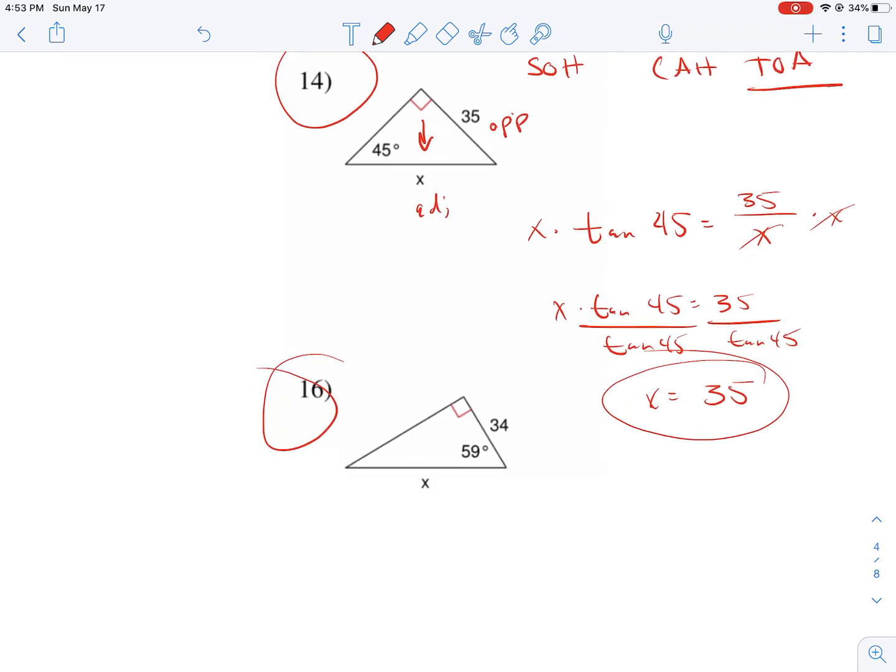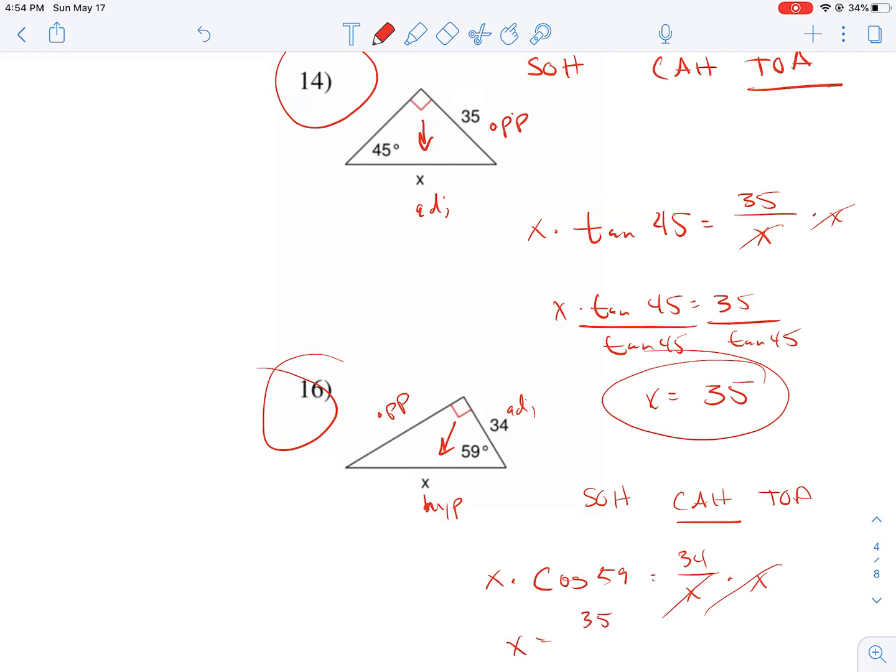16. Alright, so this is our hypotenuse. This is our adjacent side. And this is our opposite side. Okay, so SOHCAHTOA. Which one involves our adjacent and our hypotenuse? That's cosine. So the cosine of 59 is equal to 34 divided by x. Multiply both sides by x. They cancel. And so x is equal to 34.